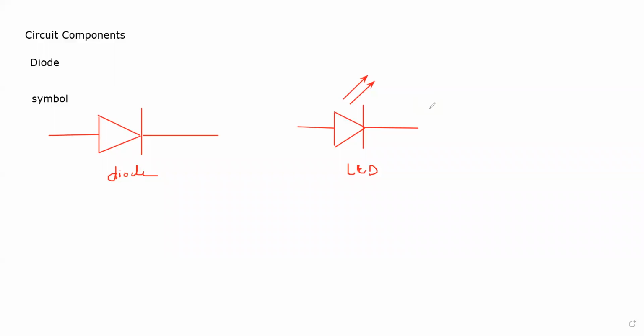The working principle is the same, both work in the same manner, but the only difference is that one diode is emitting light when it is working, and the second diode is not emitting any light.